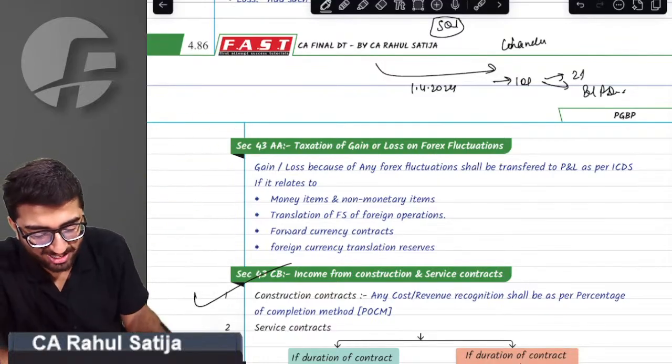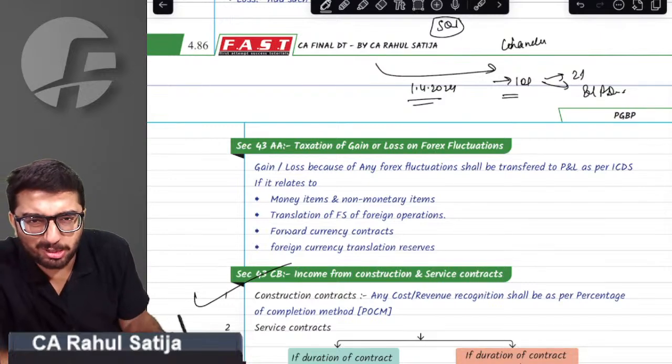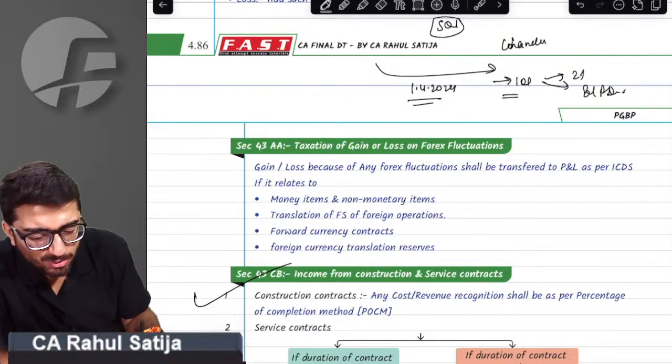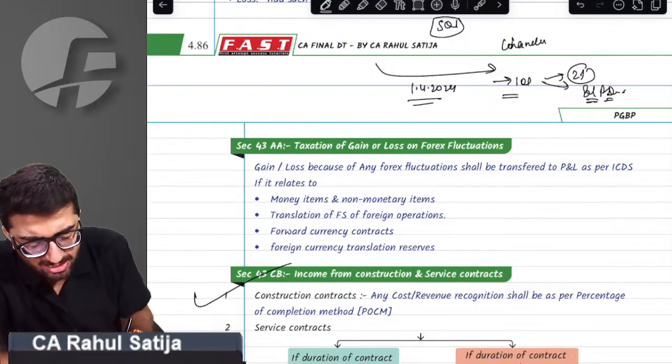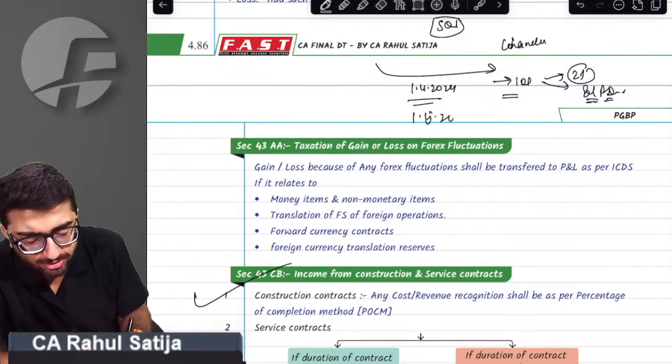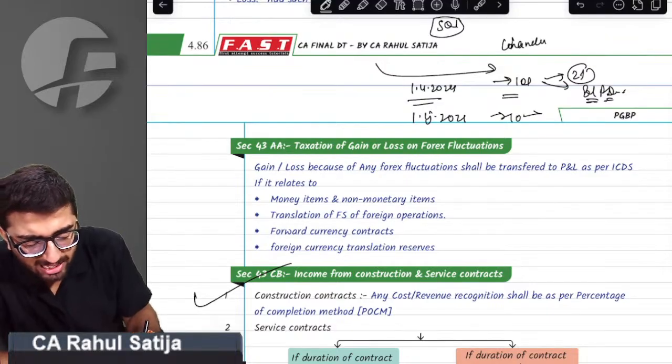Let's see. On 1st April, Chandu took 10 lakh rupees. He used only 2 lakh, and out of that 8 lakh, he made an FD. Again, he asked me for 10 lakh rupees on 1st May 2024. Again, he used 3 lakh rupees and he made FD of 7 lakh rupees.